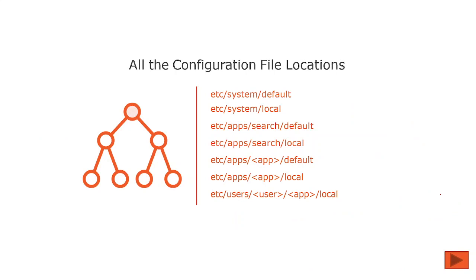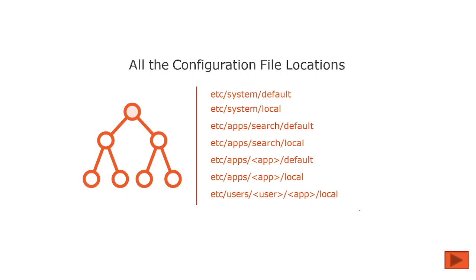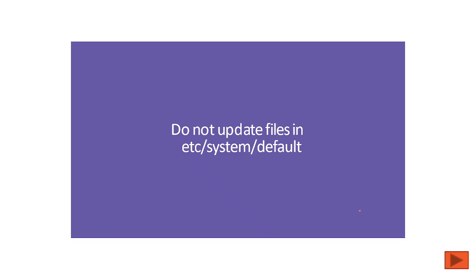So, the configuration file locations. The first is the system default, system local. Then you can also see under apps, we have search default, and similarly local as well. And this is nothing but one particular application, I would say, default and local. And then you can also see it under the user context as well. So these are all the configuration file locations which we might want to look at. Again, a word of caution there. You should never update files in a default directory, right? Quite important to understand.